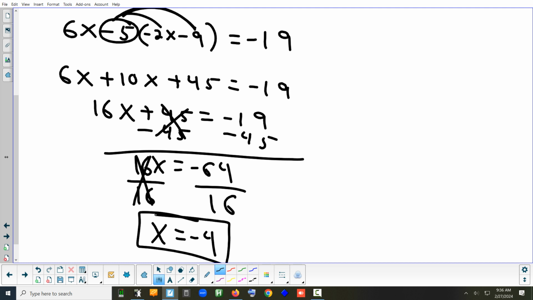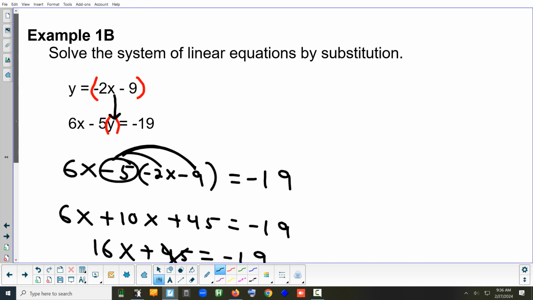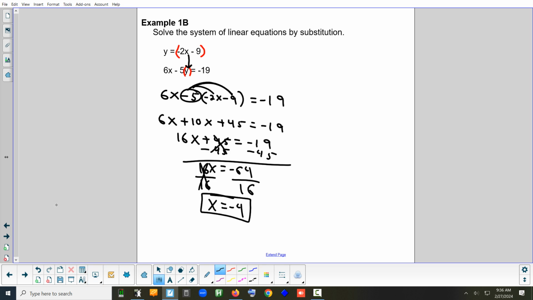What letter do we still need? Y. So we're going to take that negative 4, and you're going to fill it back into one of these equations. It actually doesn't matter which one. You'll get the same answer. I would pick the one that looks easier. Which equation does it look easier to plug the negative 4 back into? The y equals. Yeah, you always want to pick the one that has the y equals.